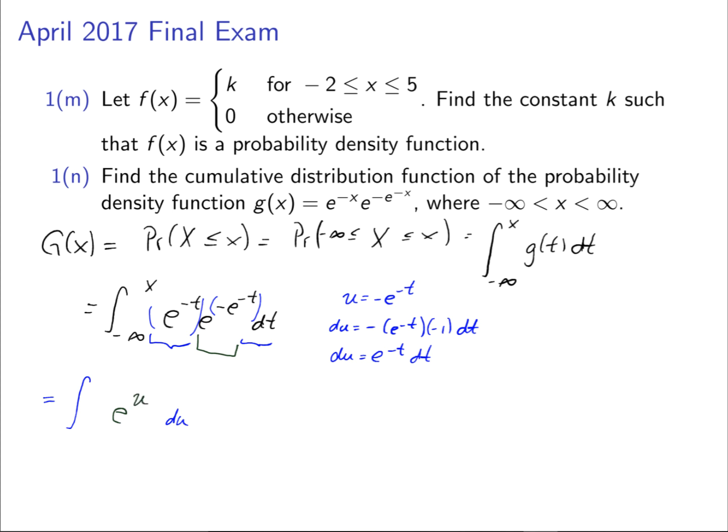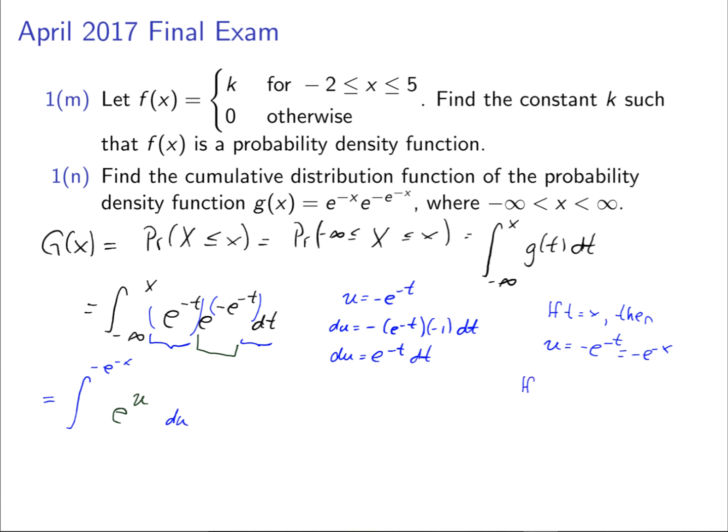Now remember, when we're doing a u substitution on a definite integral, we need to change the bounds as well. If t is equal to x, then u is negative e to the negative t, that's negative e to the negative x. So my upper bound becomes negative e to the negative x.